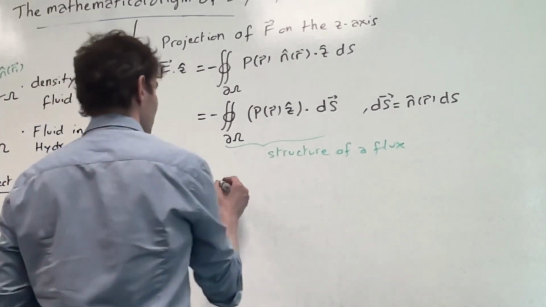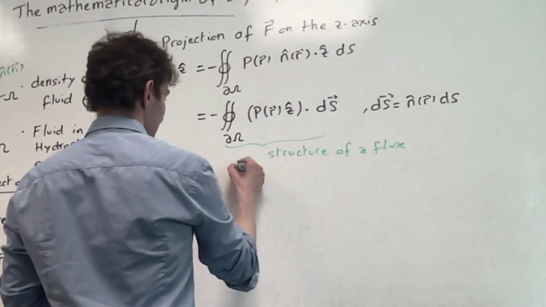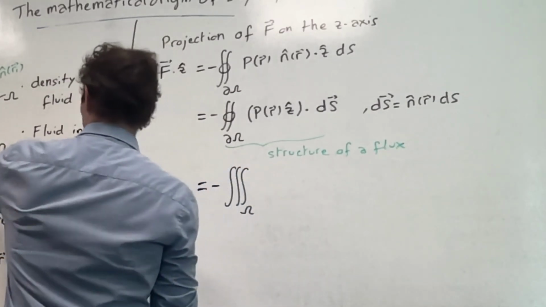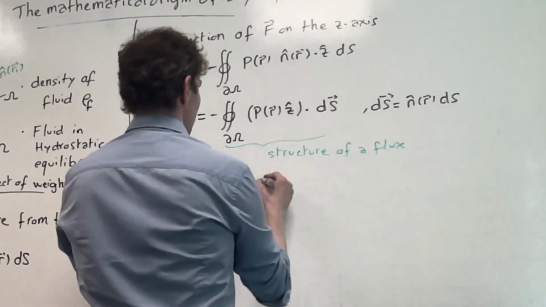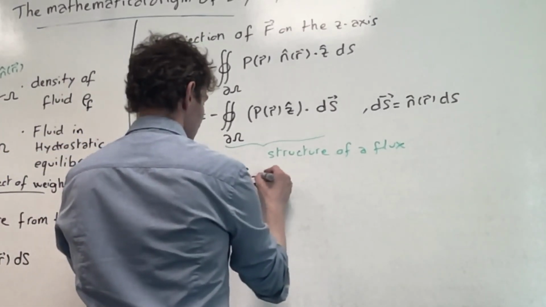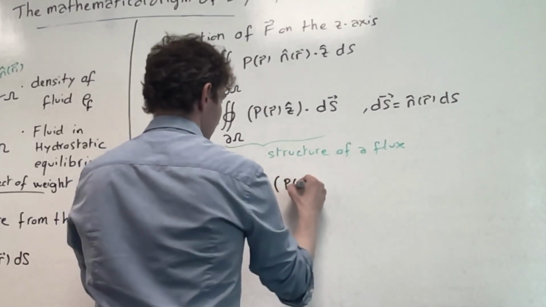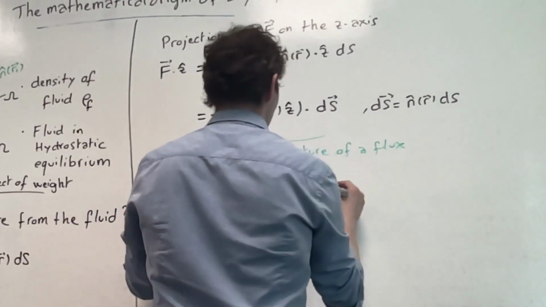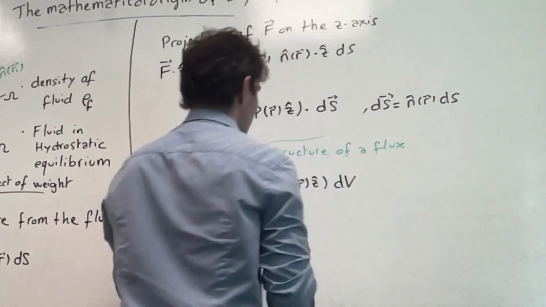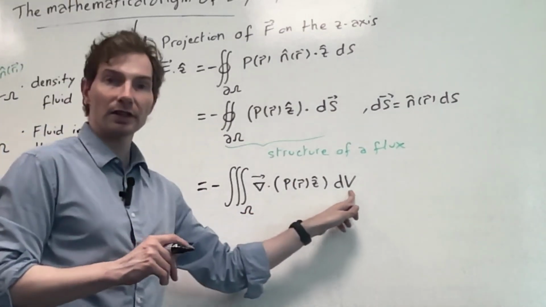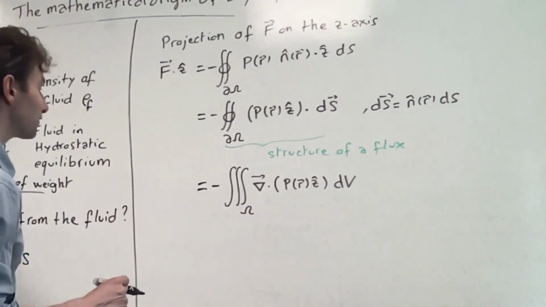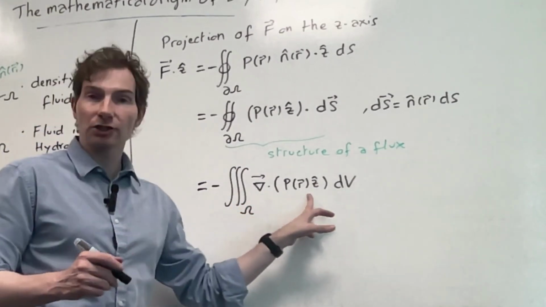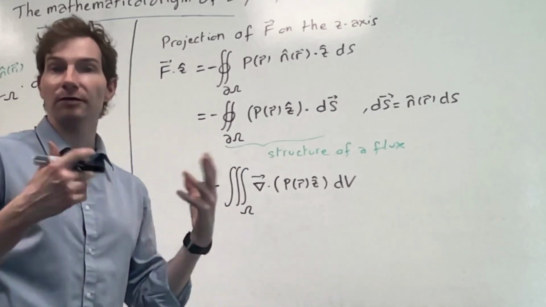And what the divergence theorem tells me is that this is minus the integral over the entirety of the domain of the divergence of P of r z, and then dV. So that's the volume element. So I'm integrating now over the entirety of the volume the divergence of this fictitious pressure vector field.